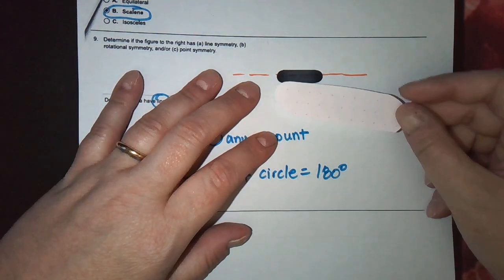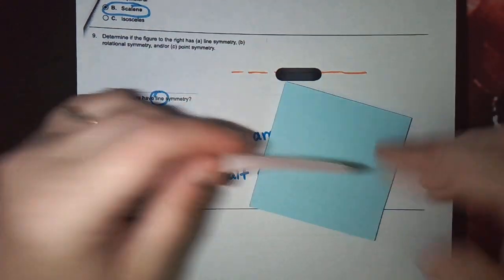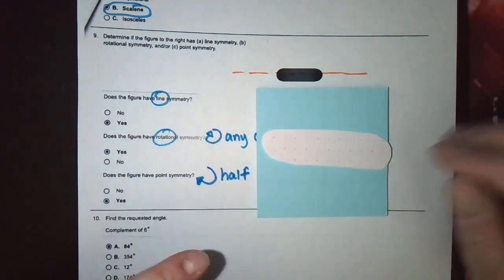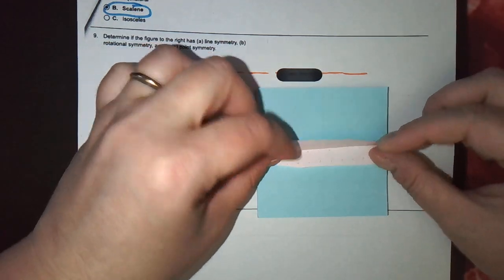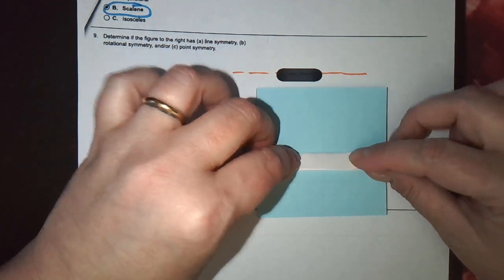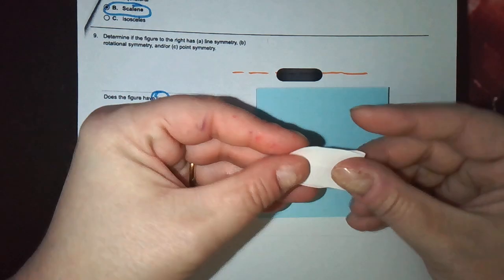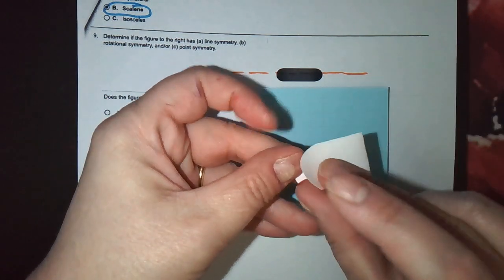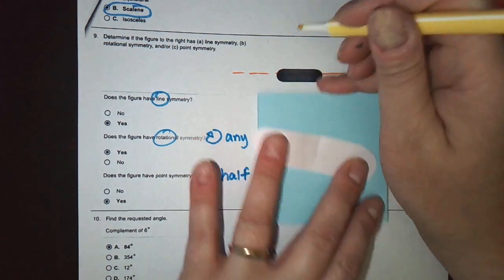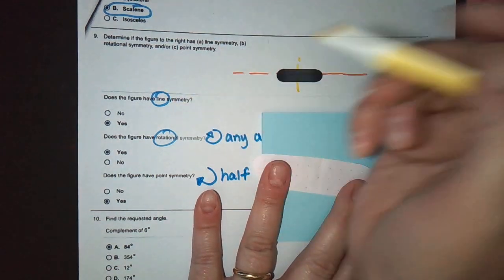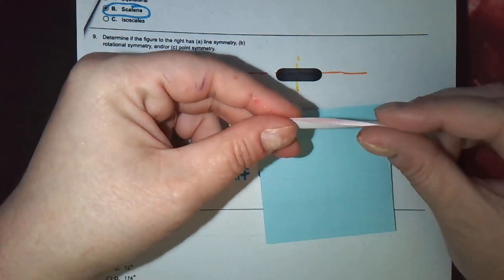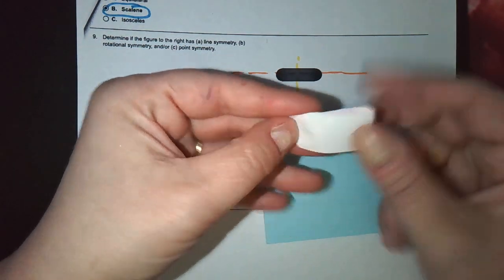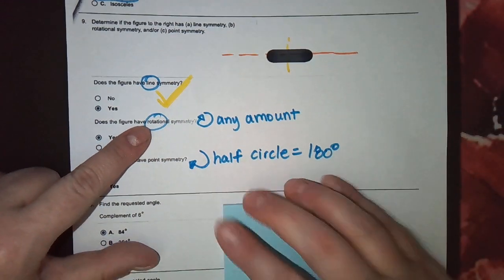Okay, so this is my, oh, you can't see that. Okay. This is my shape. And I can cut it down the middle. I can fold it down the middle and it'll be symmetric. Or I could fold it left to right and it'll be symmetric. So left to right, top to bottom. Does it have line symmetry? Heck yes it does, because I can split it down the middle, or I could even split it crooked if I want to. Okay, anyway, let's go to rotational symmetry.